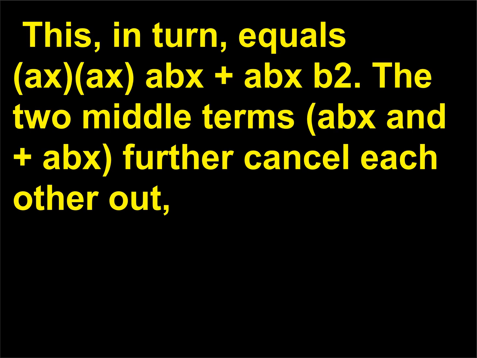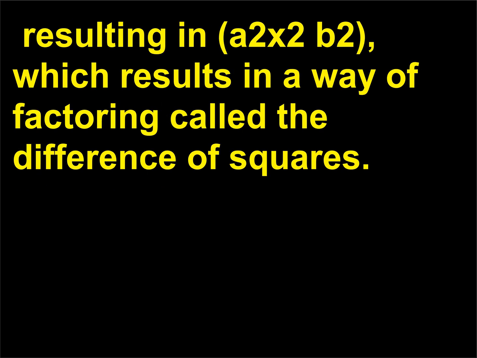This, in turn, equals a²x² − abx + abx − b². The two middle terms, −abx and abx, further cancel each other out, resulting in a²x² − b², which results in a way of factoring called the difference of squares.